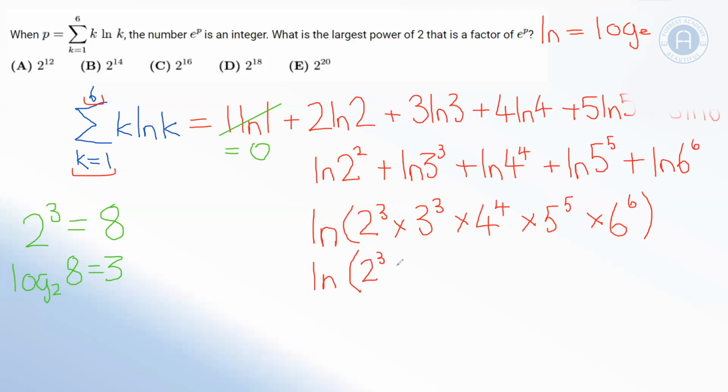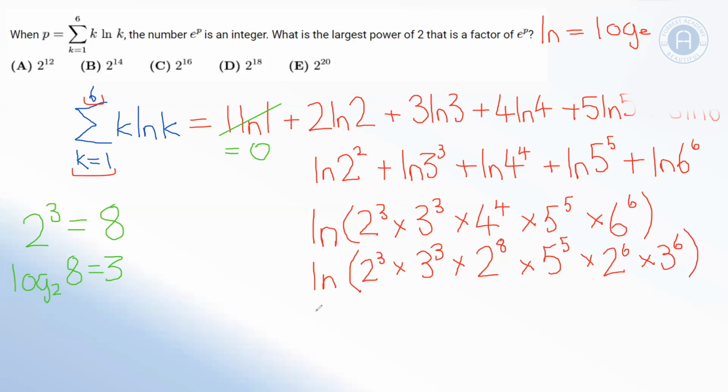So 2 to the power of 3 remains the same, 3 to the power of 3 remains the same. 4 can be written as 2 squared, so 4 to the power of 4 would become 2 to the power of 8. 5 is a prime number, so it would stay the same. And we can rewrite 6 to the power of 6 as 2 to the power of 6 multiplied by 3 to the power of 6.